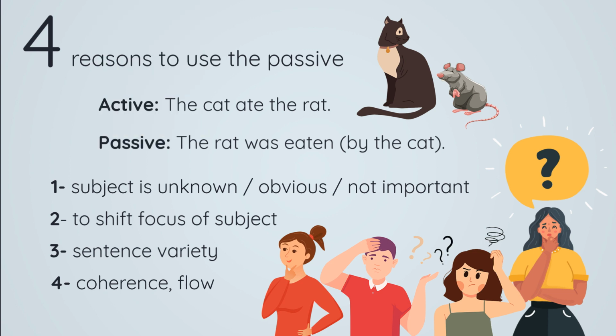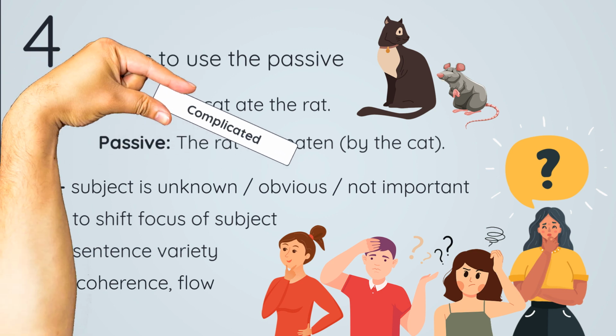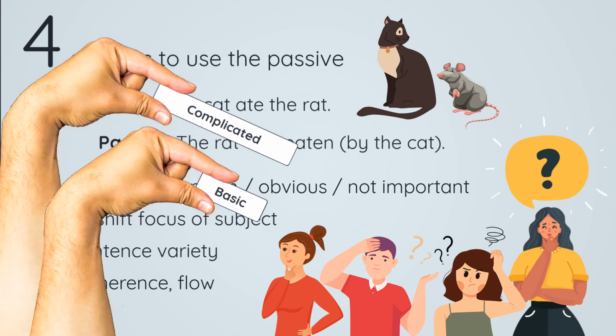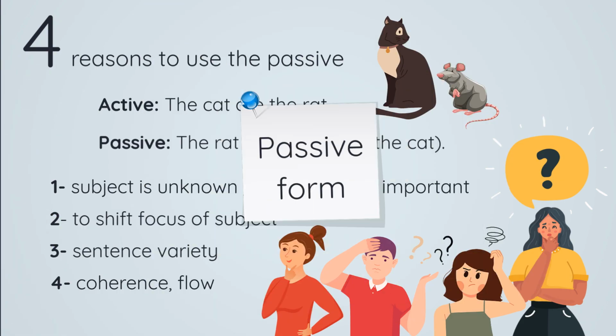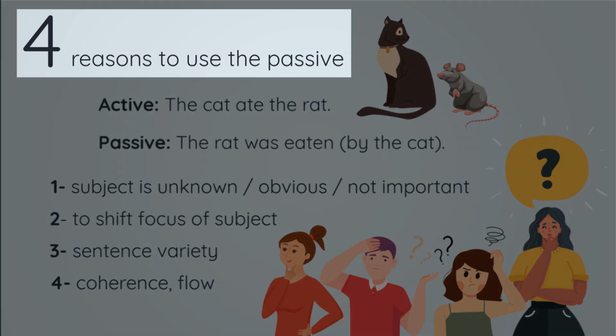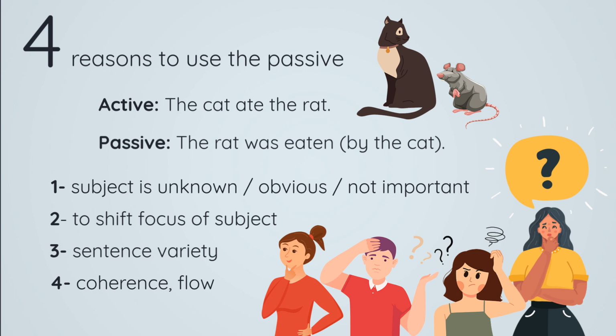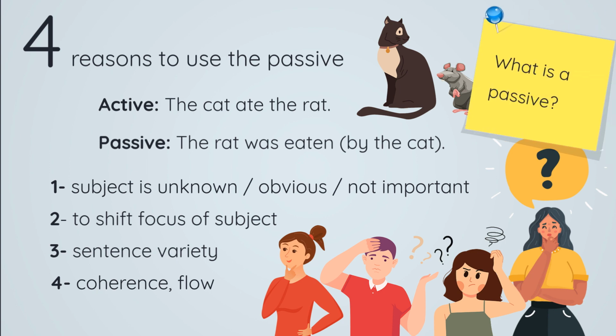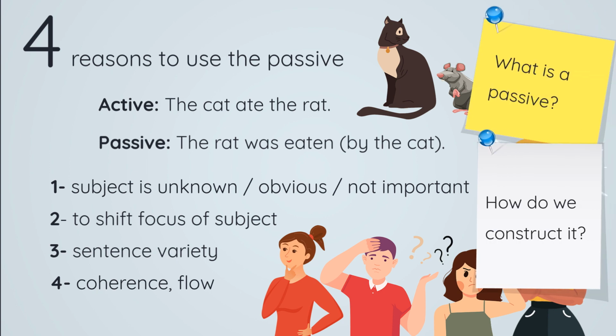And today's lesson is a little bit complicated, but a little bit basic at the same time. Today we are going to look at the passive form of the verb. Now, before we get to look at the more complicated things, like the 4 reasons to use the passive, let's have a very quick review of what is a passive and how do we construct it.